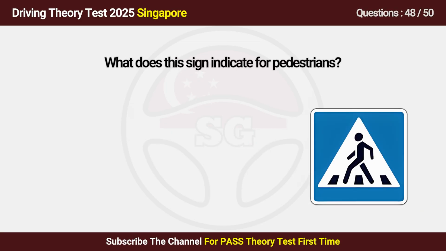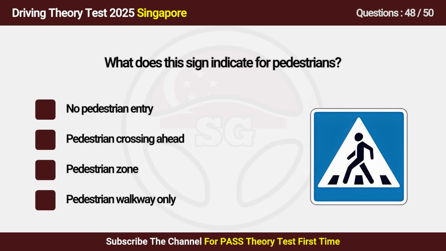Question 48. What does this sign indicate for pedestrians? A. No pedestrian entry. B. Pedestrian crossing ahead. C. Pedestrian zone. D. Pedestrian walkway only.